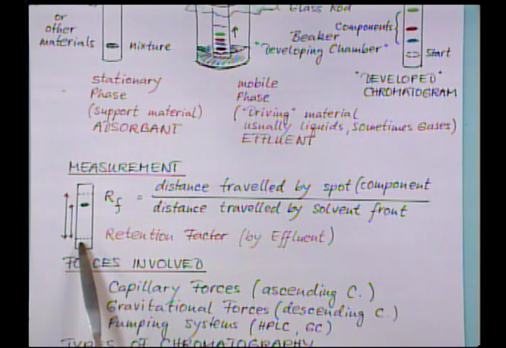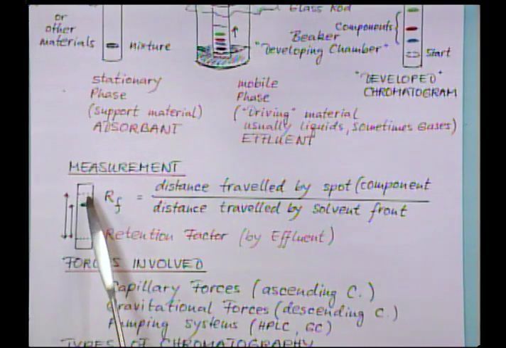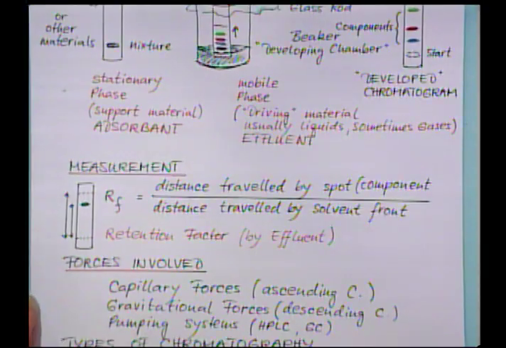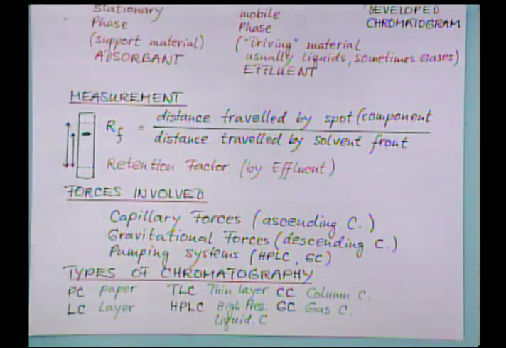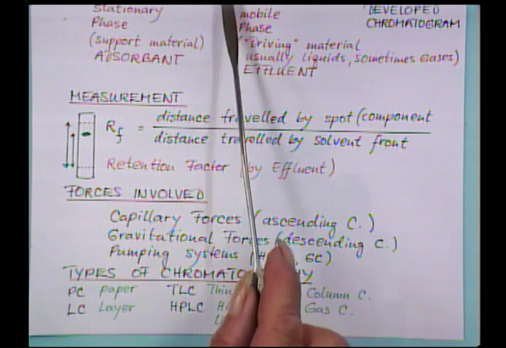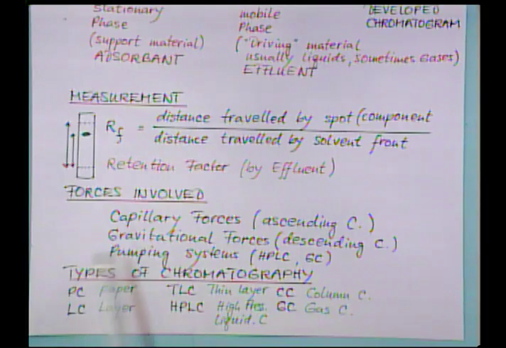We measure the distance traveled of the spot by the total distance of the solvent front. This is called the retention factor, and every chemical has its own retention factor, and you can identify unknown chemicals. So this is often used in the drug industry because the drugs have their own RF value when using a certain combination of materials. The forces involved, as I already mentioned, are capillary forces. So we would call this type of chromatography ascending, meaning climbing up, but we also have descending types of chromatography.